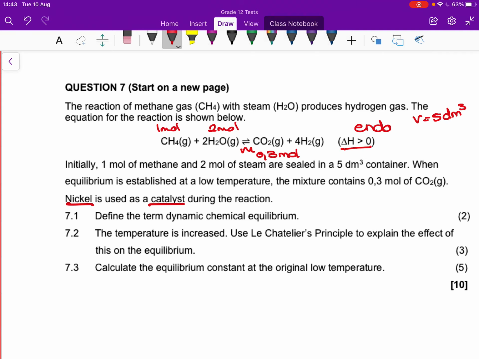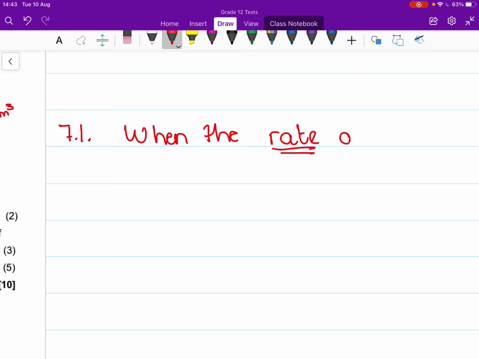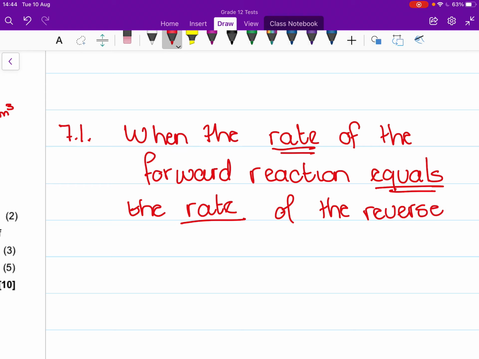This, of course, is a definition. Now, dynamic equilibrium is when the rate of the forward reaction equals the rate of the reverse reaction. Definition needs to be learned. Okay?